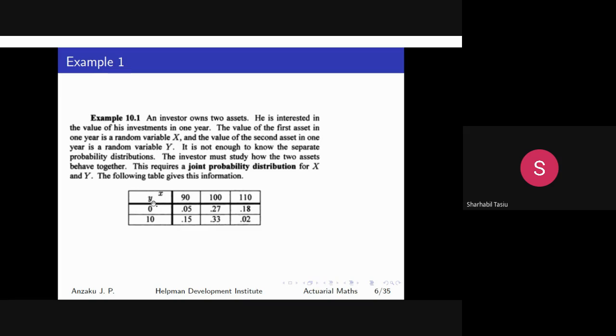We remember we say the random variable is Y, while the value that the random variable can take is small letter y. And we also said that the random variable for X is capital letter X, and the value that the random variable X can take is small letter x. So here, the values 0 and 10 give us the value that the random variable Y can take, or the value of the investment that asset Y will yield, while the values 90, 100, and 110 give us the value of the investment that asset X will yield.